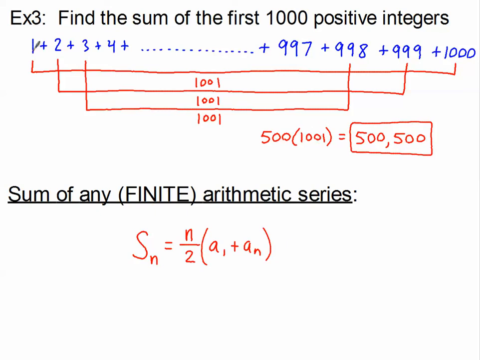The first term is 1. The last term is 1,000. So that's why this formula will work. And this, again, is how to find the sum of any finite arithmetic series.